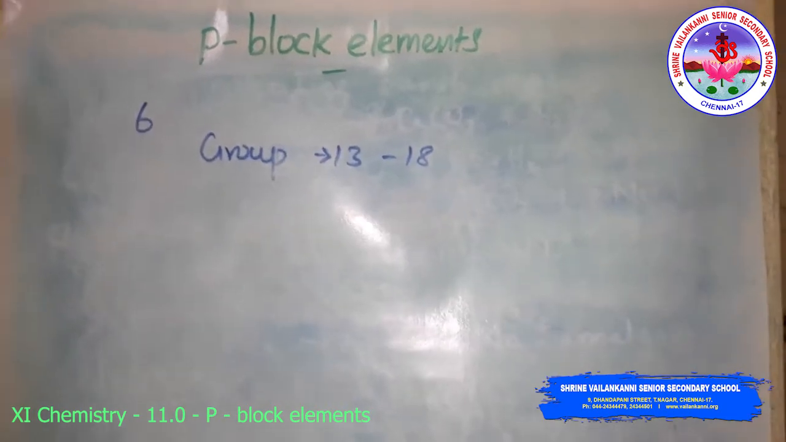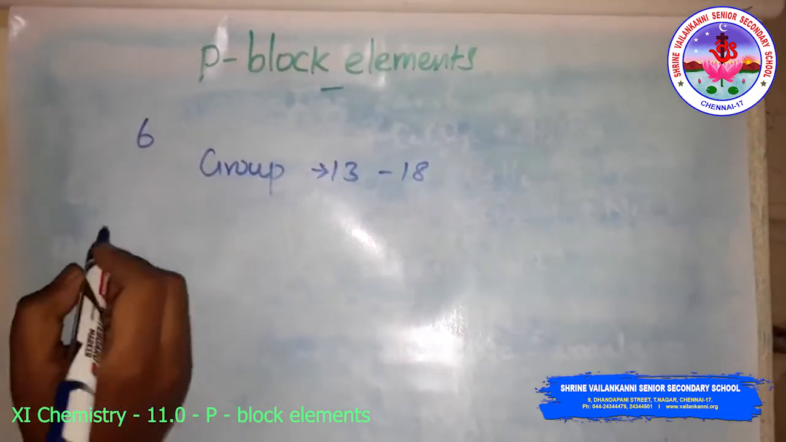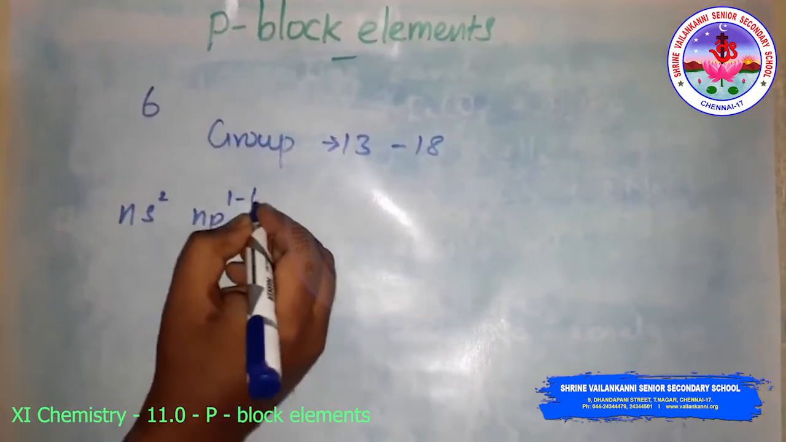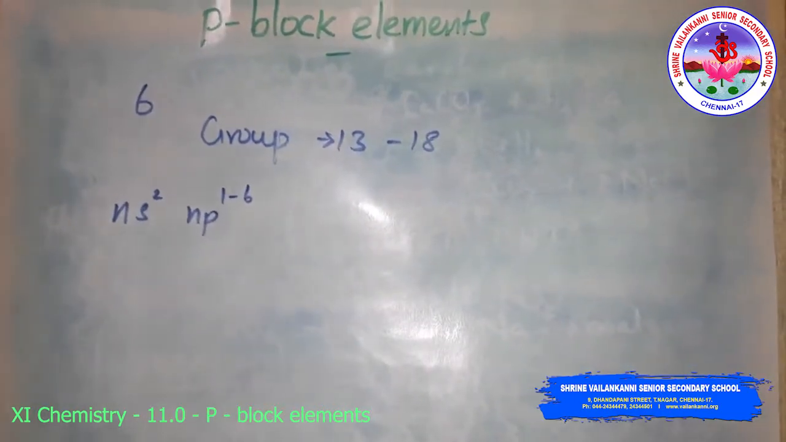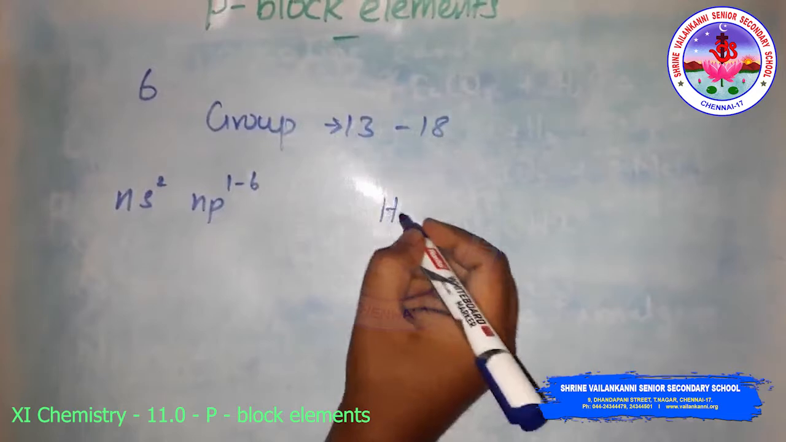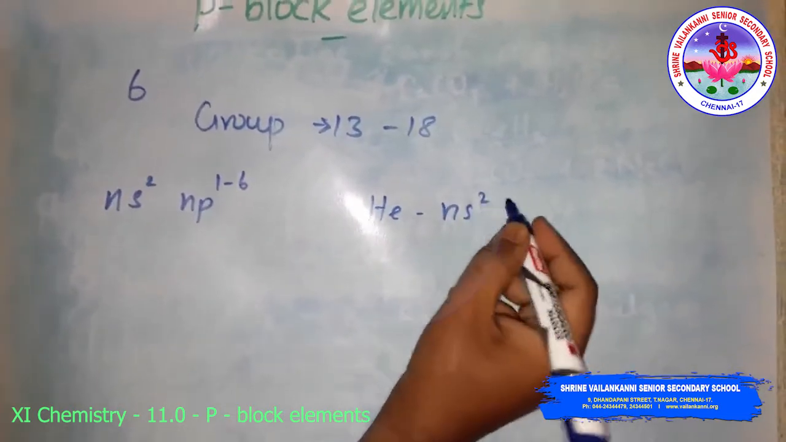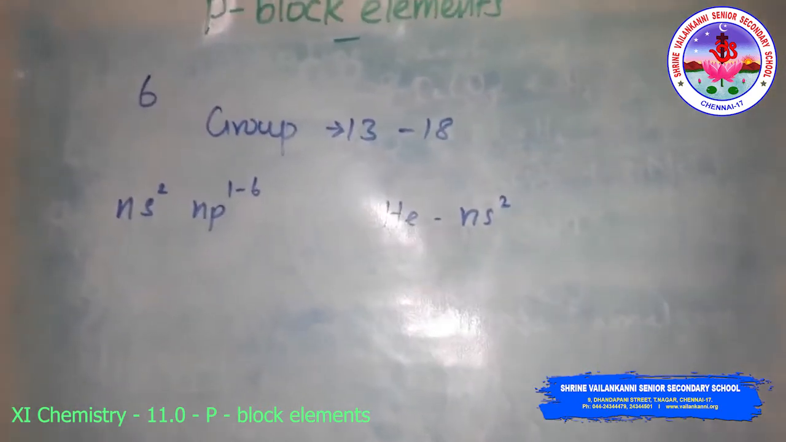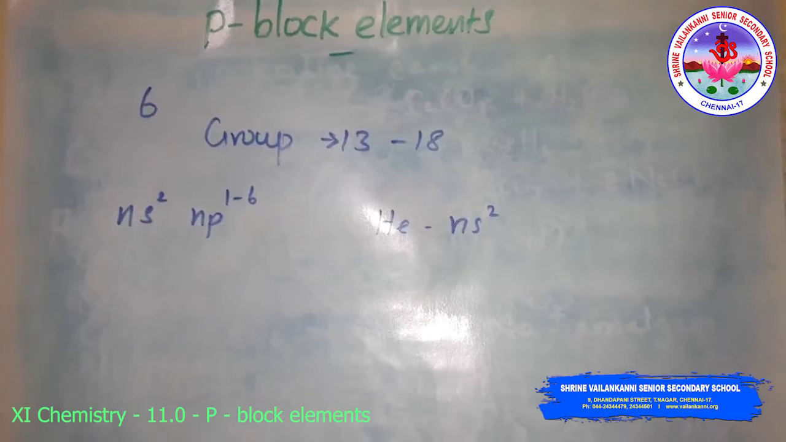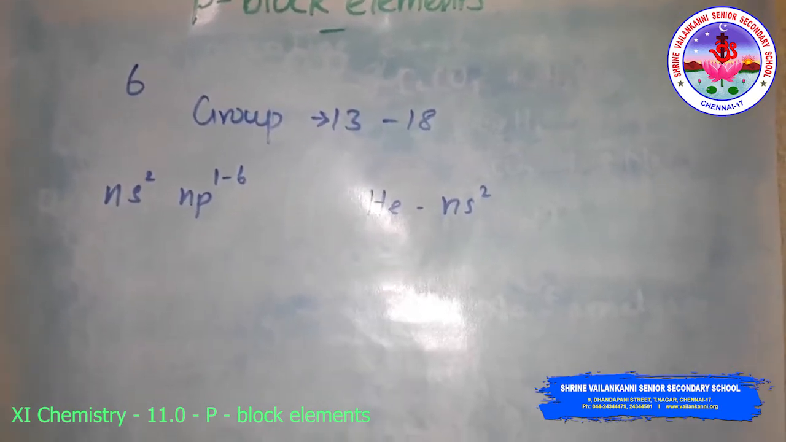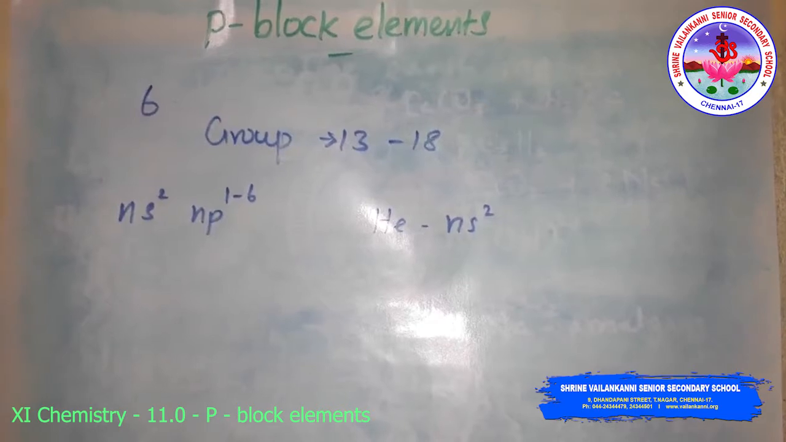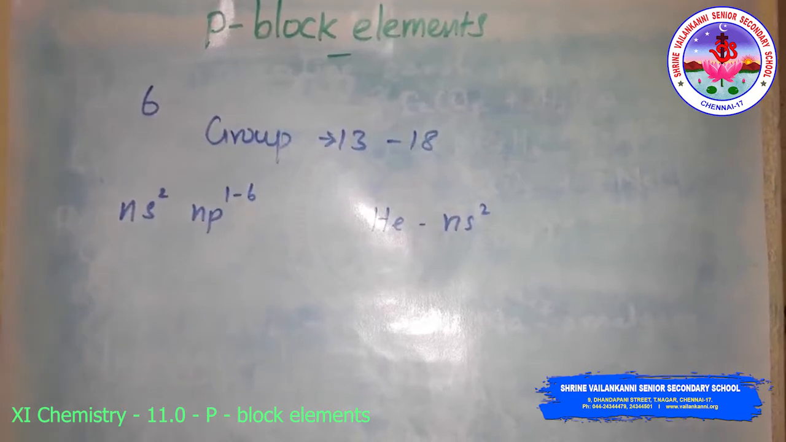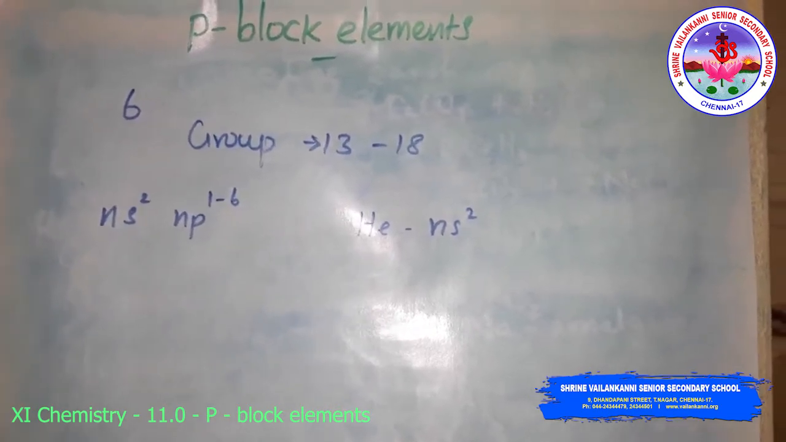Here the general valence shell electronic configuration is ns2 np1 to 6, except for helium, which has ns2. The rest of the elements end with p, that is np1 to 6. First I will tell you what elements are present in the p-block.